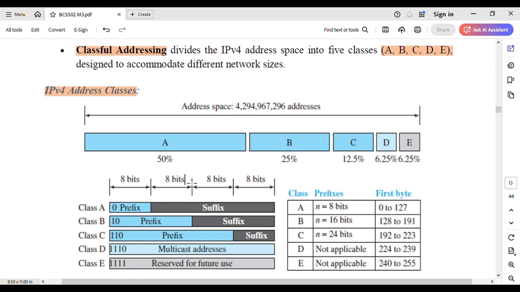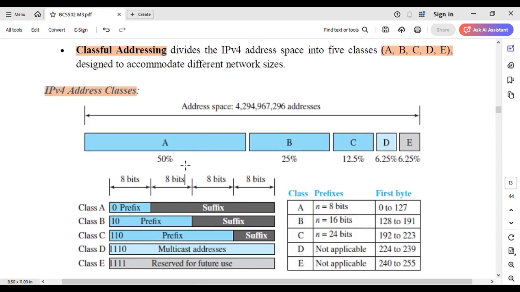Hi friends, in this video I will explain the concept of classful addressing for 5 to 6 marks. Classful addressing divides the IPv4 address space into the 5 classes A, B, C, D, E, designed to accommodate different network sizes. In these IPv4 address classes, what percentage is occupied out of the 100%?